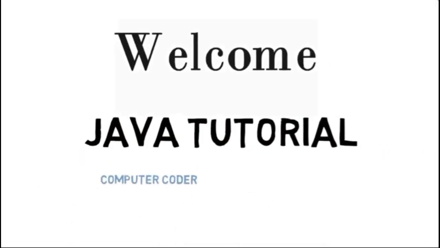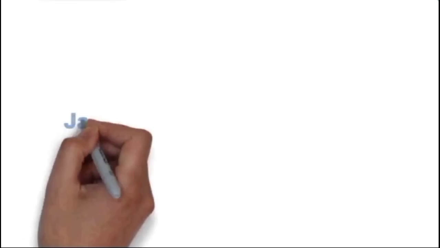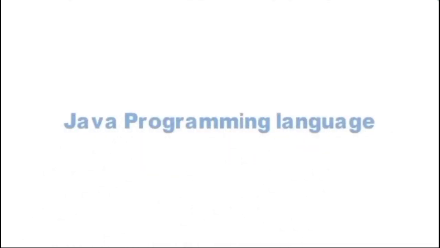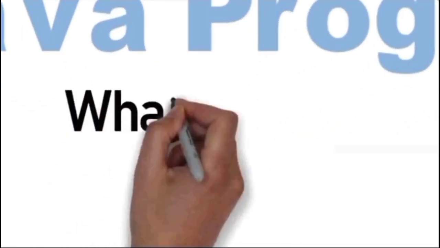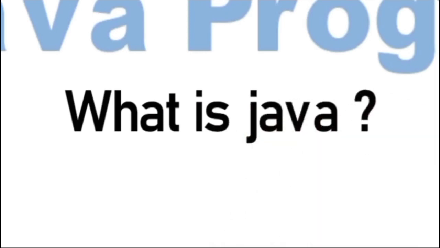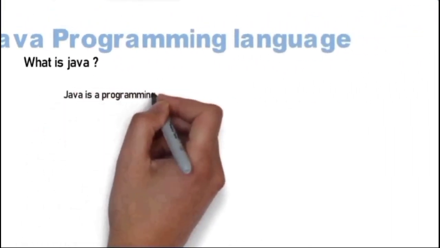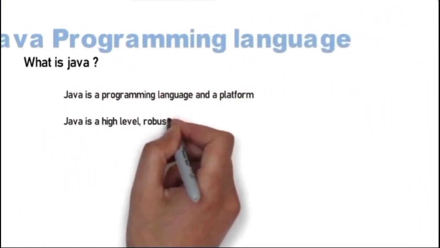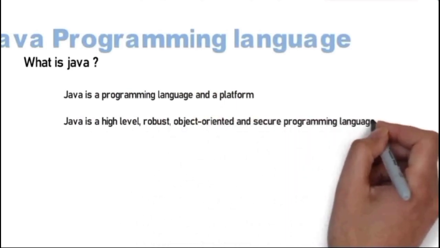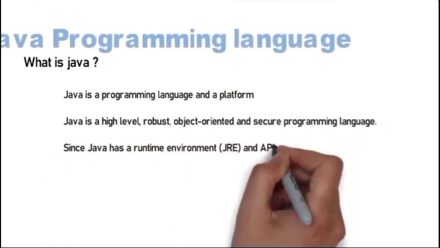Let's start the Java tutorial. Java programming language. What is Java? Java is a programming language and a platform. Java is a high-level, robust, object-oriented and secure language, and Java is a platform.